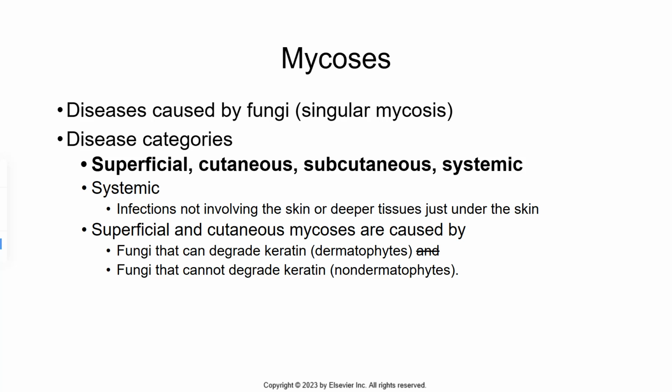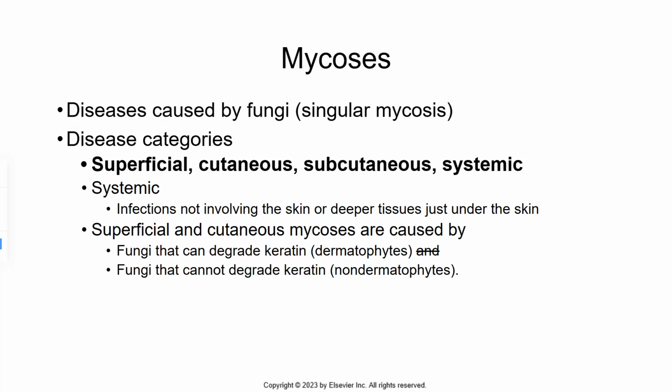Mycoses are the diseases caused by fungi. Disease categories are superficial, cutaneous, subcutaneous, and systemic. Those are bolded because those are important. Systemic infections are those not involving the skin or the tissue just under the skin. I think of systemic as body-wide. They can impact multiple organ systems and different areas deep within the body.